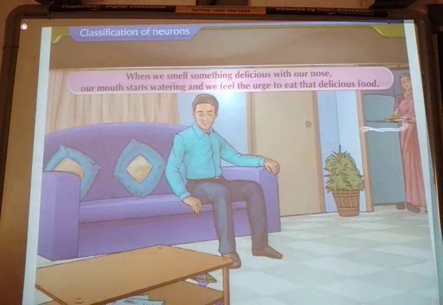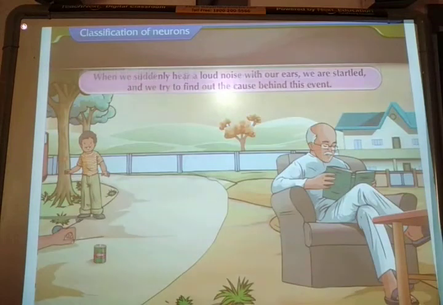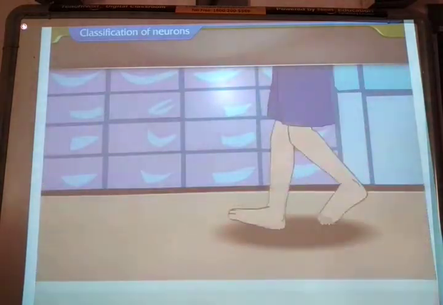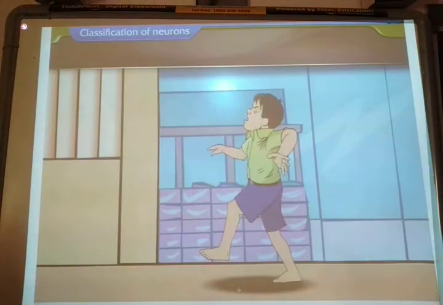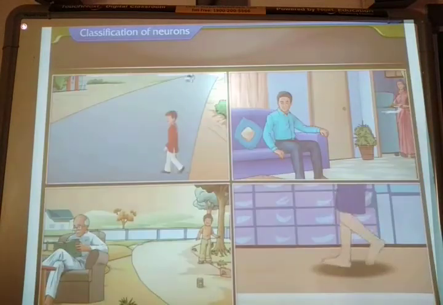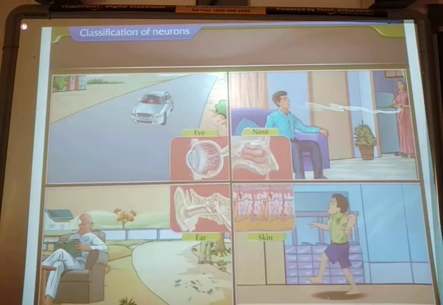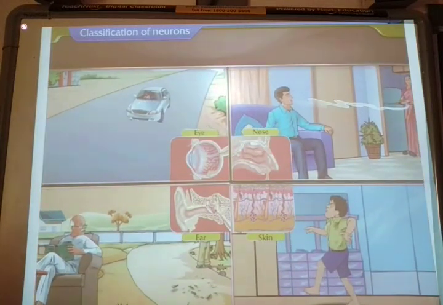When we smell something delicious with our nose, our mouth starts watering and we feel the urge to eat that delicious food. When we suddenly hear a loud noise with our ears, we are startled and we try to find out the cause behind this event. When we step on a very sharp object with a bare foot, our skin gets hurt and we suddenly scream. As we analyze these four situations, we understand that different sense organs are involved in gathering the information from the environment. As a result, a sudden reaction takes place in response to such situations.